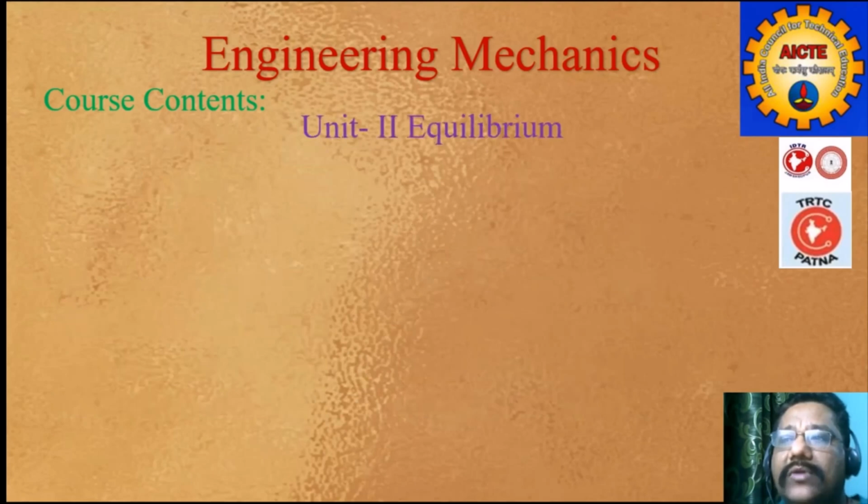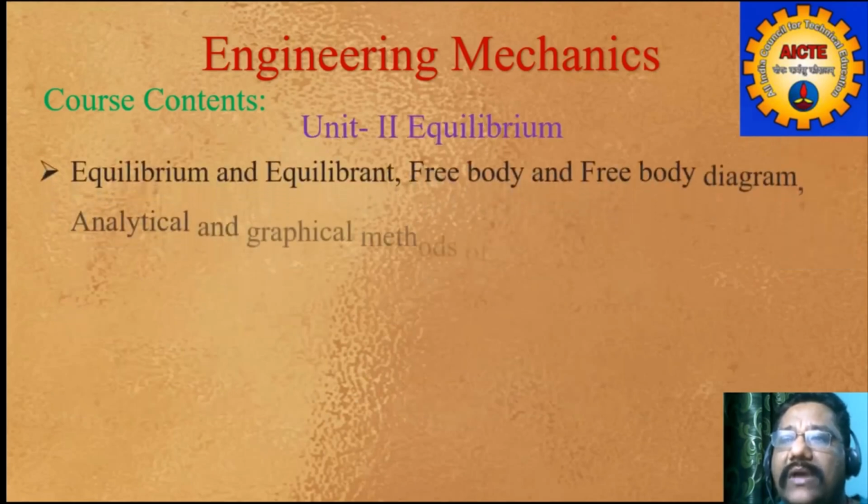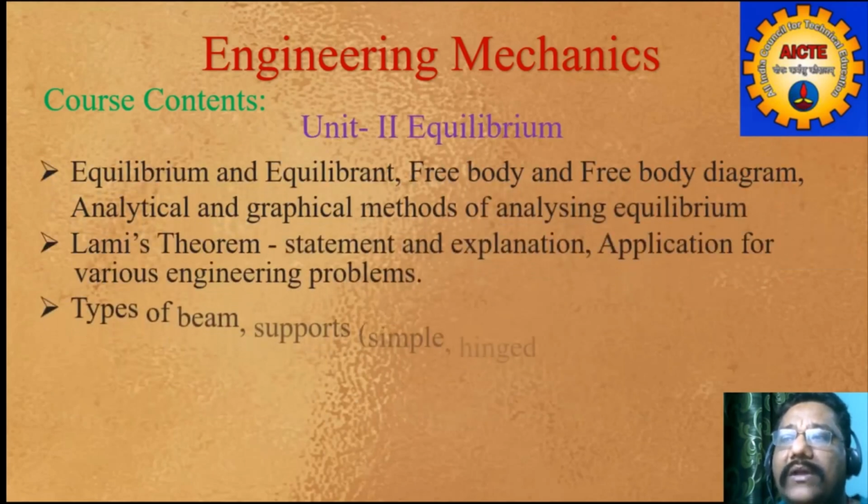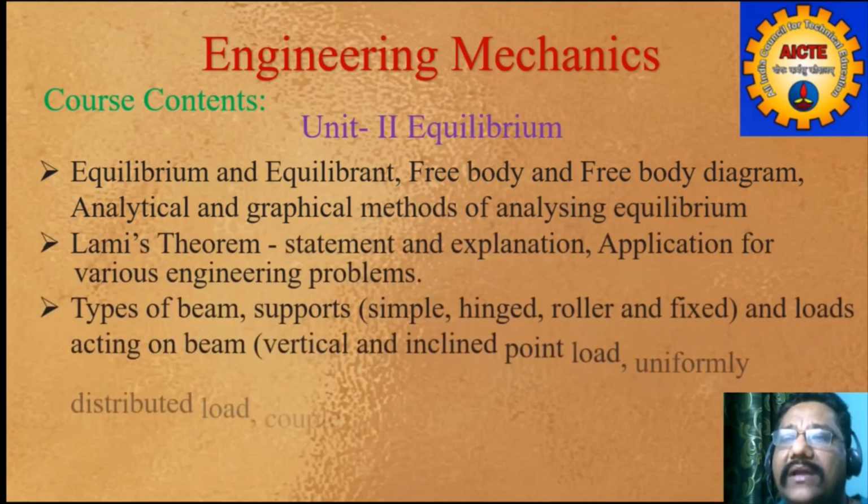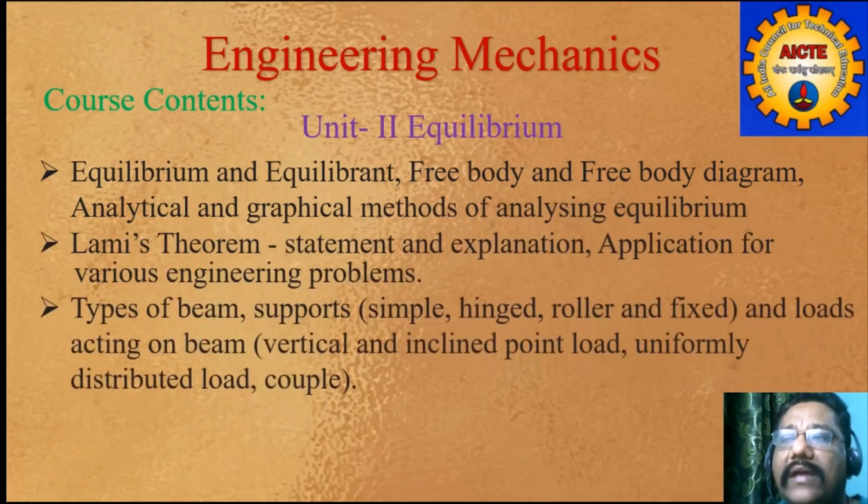In Unit 2, equilibrium: equilibrium and equilibrant, free body and free body diagram, analytical and graphical methods of analyzing equilibrium, Lami's theorem, its statement and explanation, application to various engineering problems, types of beams, supports, simple, hinged, roller and fixed, and loads acting on a beam: vertical and inclined point load, uniformly distributed load, and couple.